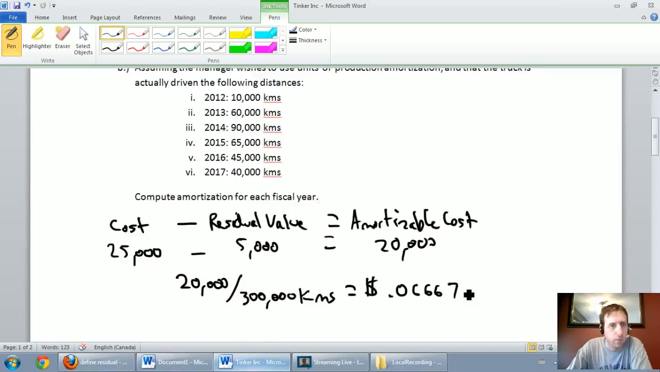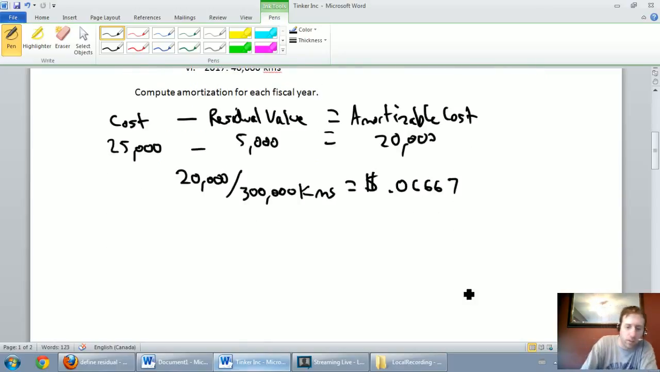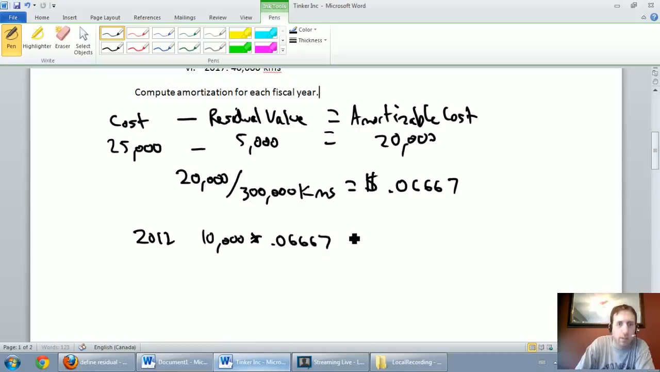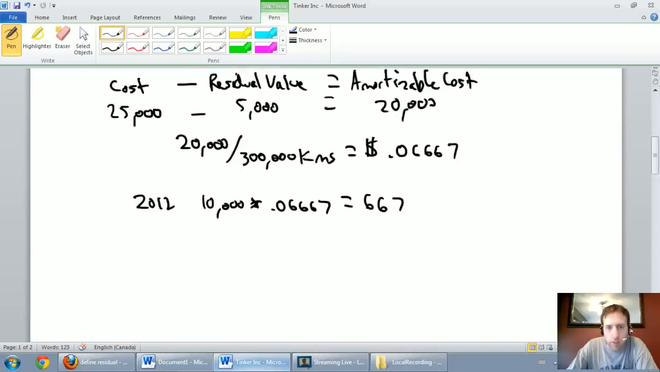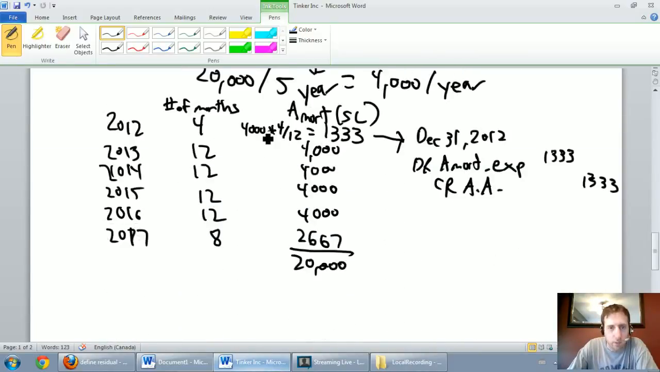In 2012, we drove it 10,000 kilometers. So in 2012, I'm going to say it's 10,000 kilometers times 0.06667, and what you find when you multiply 10,000 times 0.0667 is you get 667. We'll round to the nearest dollar here. Now, something also interesting here is in the last one, in our first year, we counted months. We said, well, we bought it in September, we're going to take 4/12 and we get a number.